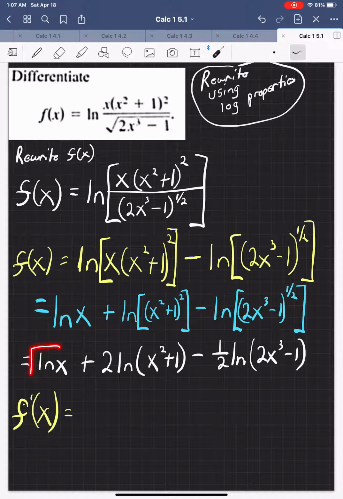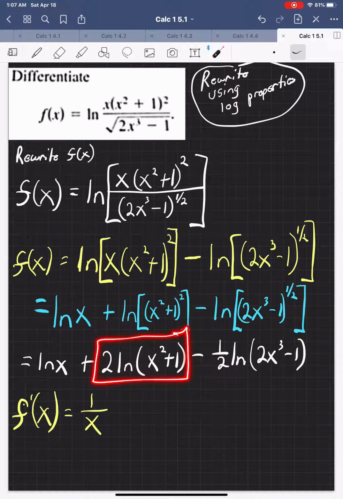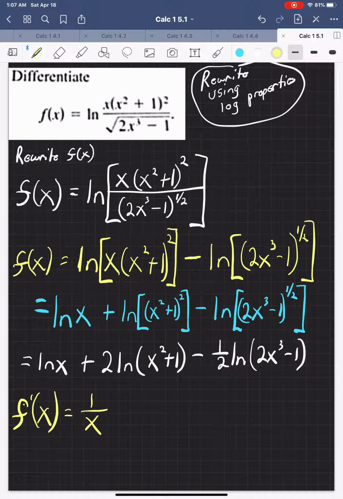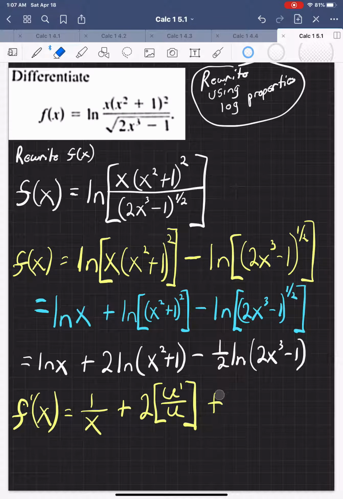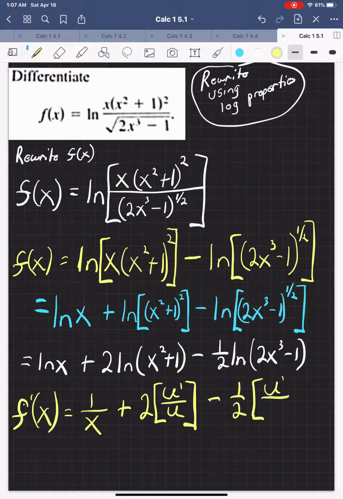So the derivative, let's start here. The derivative of ln of x is just 1 over x, right? 1 over x. Okay. Now the derivative of 2 ln of x squared plus 1, don't you remember that u prime over u? So that's going to be plus 2, and it's going to be u prime over u right here. Plus, it's actually minus 1/2. And again, we're going to have u prime over u here.